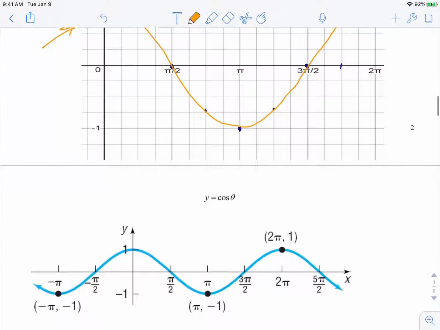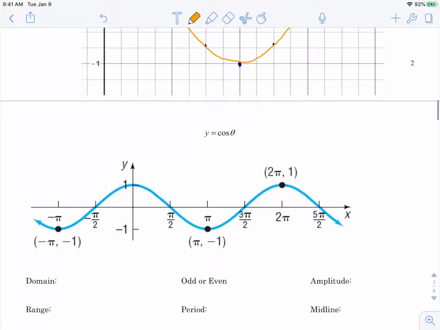So here's more of the graph for cosine. If I continued on in this direction, it would go back down there. I just go back down here, and then I continue on, and so forth. So this is known as your cosine function.